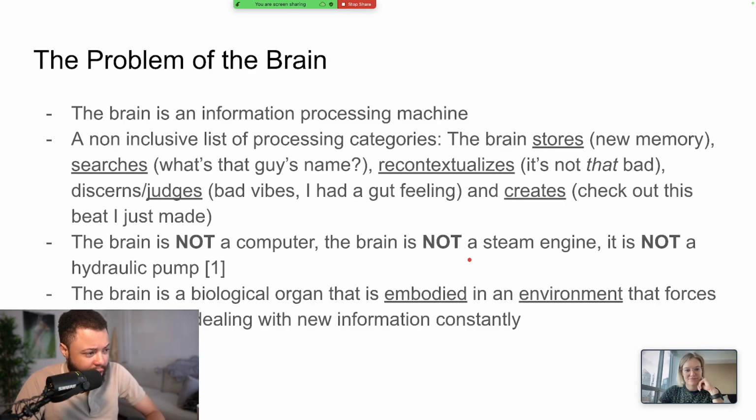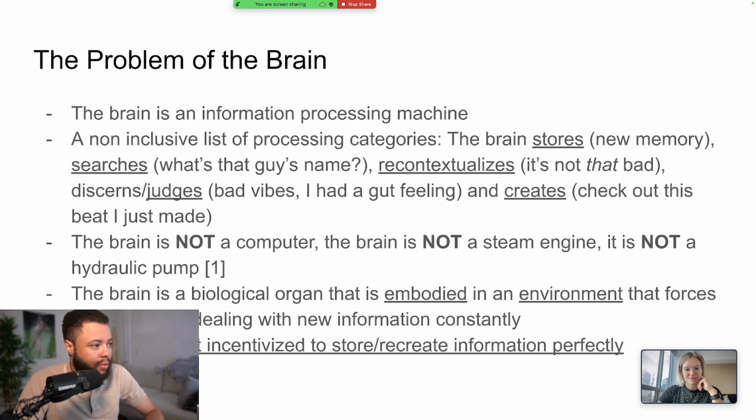What the brain actually is, is a biological organ, whether it's in a squirrel or a human, that is embodied in an environment that forces it to evolve by dealing with new information constantly. Whether that new information is the changing of the seasons, or your stock portfolio just dropped, or a diagnosis from your doctor, or just anything, right? Your brain has to deal with these situations, and it has to come up with judgment calls to be able to deal with these situations. My mouse just disappeared. Okay.